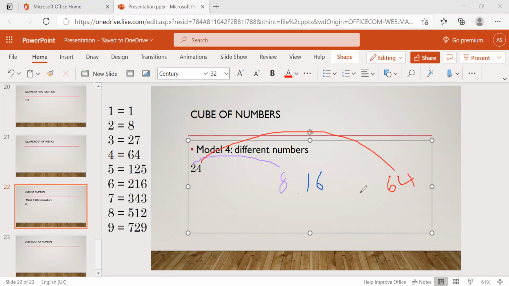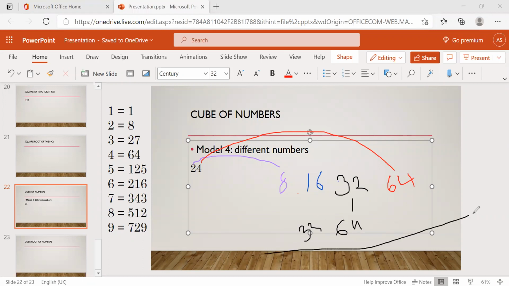16. And another one: second number square into first number. 4 square is 16 into 2, that's 32. Now I got the 4 numbers. Same here also. Now you just double this number. It is 64 and this is 32.